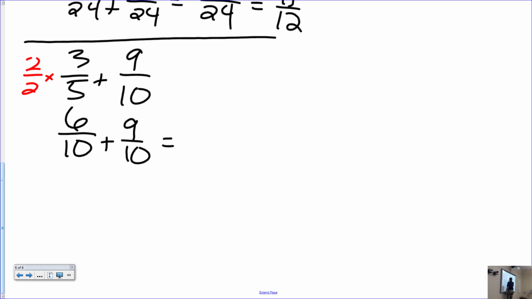Okay, now here's where we start to run into terminology issues. All right? Because there are potentially 2 different things you need to do with this fraction.